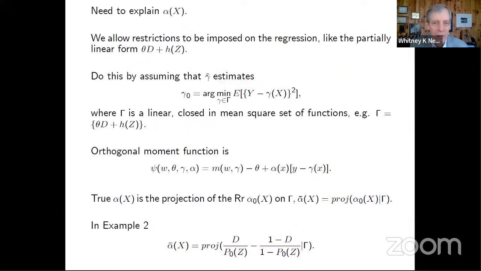Okay, so this is a little complicated, but just think of it as least squares. It's a kind of high-dimensional least squares fit where gamma is a linear combination of all of these x's, an infinite number of x's. That's one special case. Another special case is the partial linear form where you have theta d plus h of z. The reason we add this complication is that accounting for the structure of your estimator helps you get standard errors that are robust to misspecification.